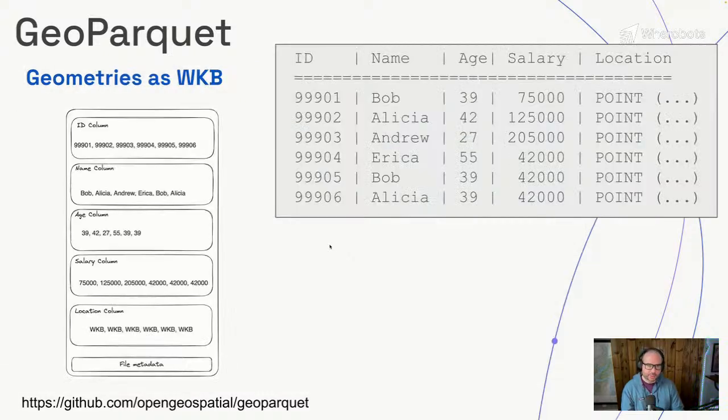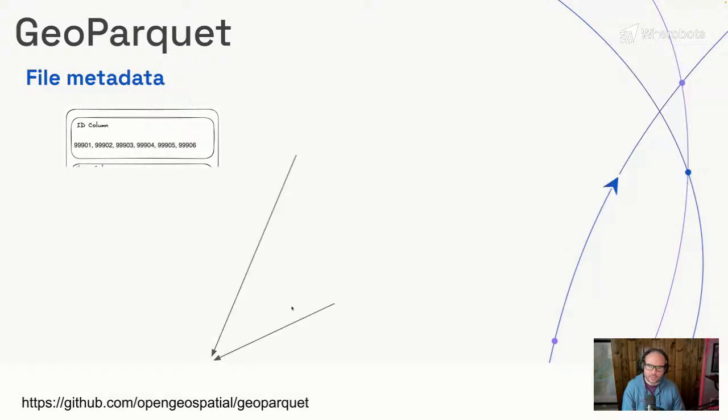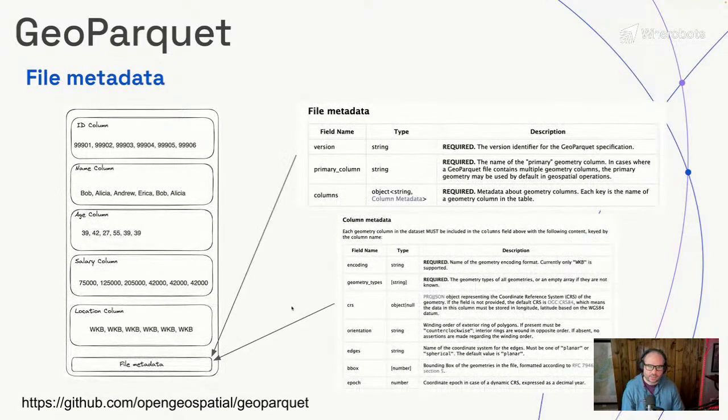So if we go back to our example, maybe we add a location column that gets serialized as well-known binary in our GeoParquet file. And then here we can see the metadata that's added at the file metadata level.